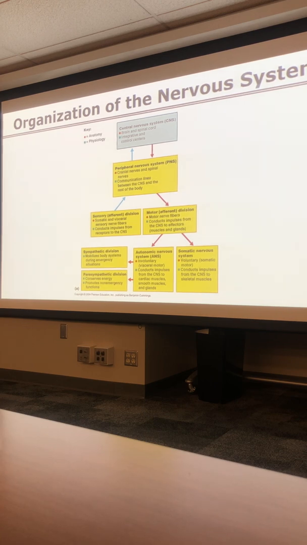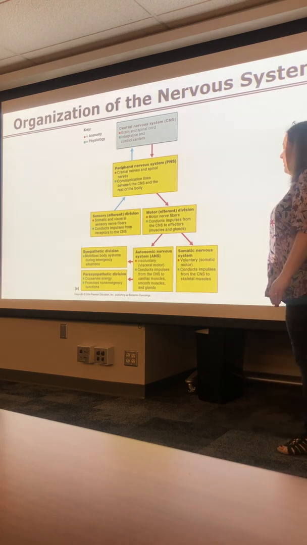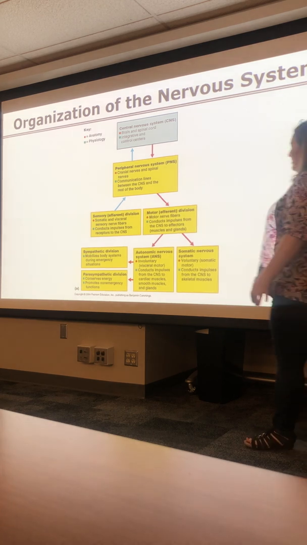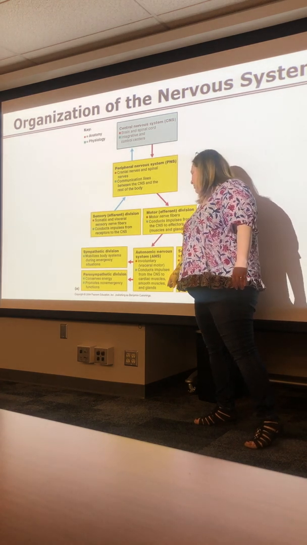The somatic nervous system, sometimes also known as the voluntary nervous system, conducts impulses from the central nervous system out to skeletal muscle. This is voluntary for the most part, conducting information out to skeletal muscle fibers so those cells can contract. The other division is the autonomic nervous system, also sometimes known as the involuntary nervous system. It conducts impulses from the central nervous system out to cardiac muscle, smooth muscle, and glands.